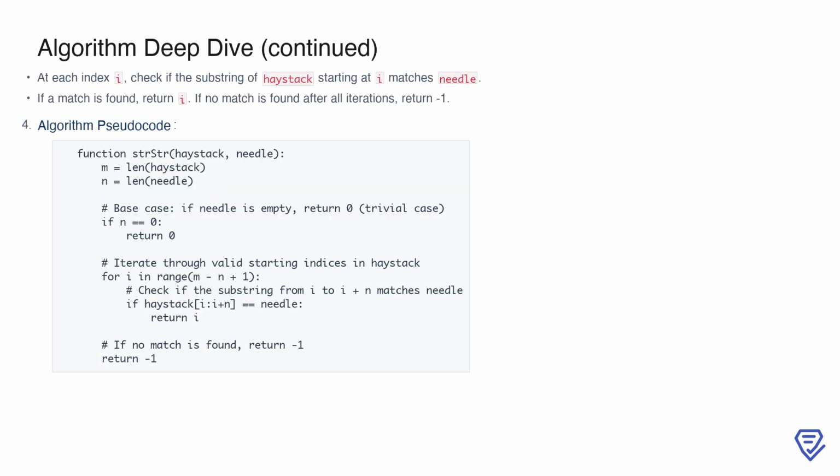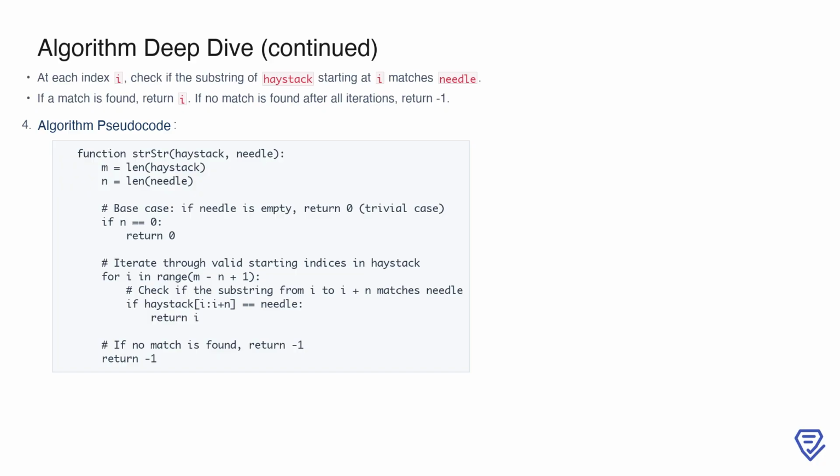During this iteration, at each index i, we extract a substring from the haystack that starts at i and is the same length as the needle. We then compare this substring to the needle. If they match, we return the current index i. If no match is found after checking all valid indices, we return -1 to indicate that the needle does not appear in the haystack. To make this clearer, here's the pseudocode.